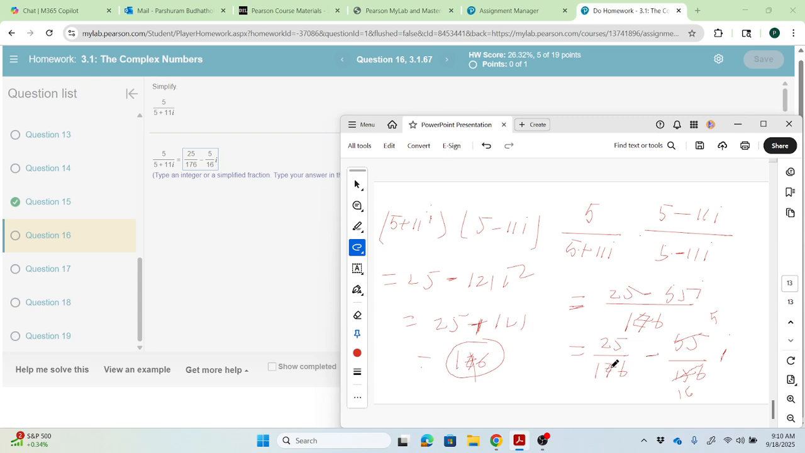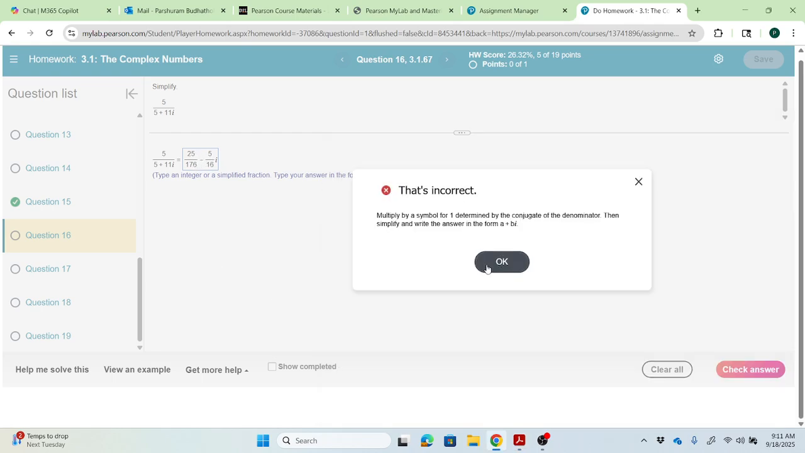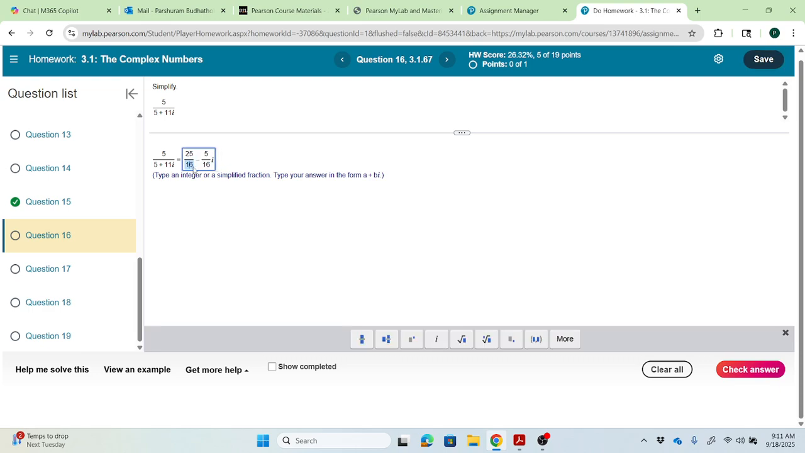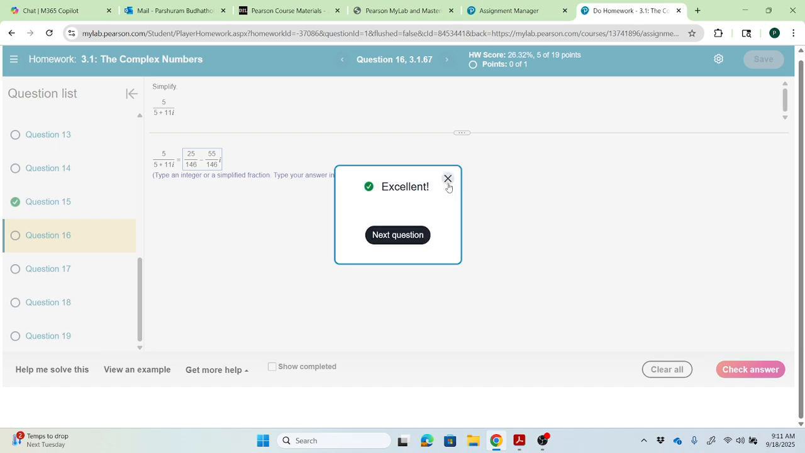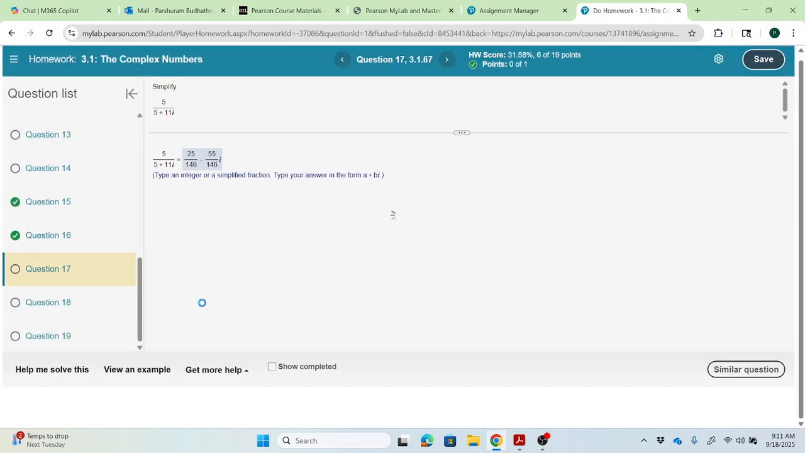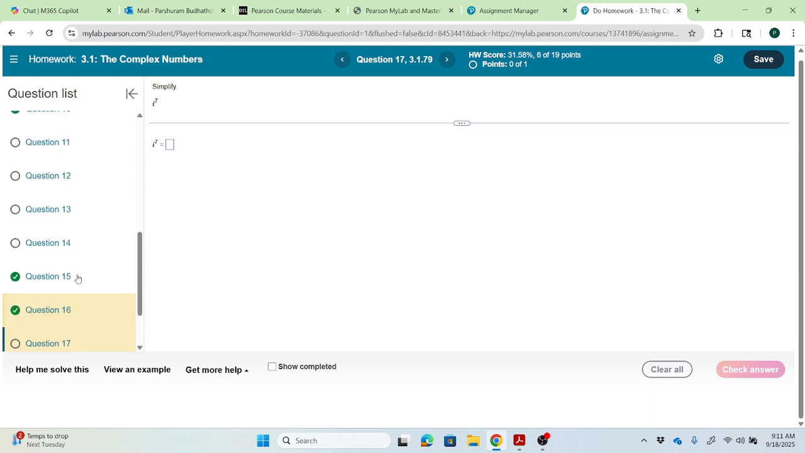146. Okay, so there is still no common factor, and there is no common factor here as well. So it would be 55 over 146. 146, not 176. My addition was wrong, so even on the second part it's 55 over 146. Okay, excellent. So that's for this section.